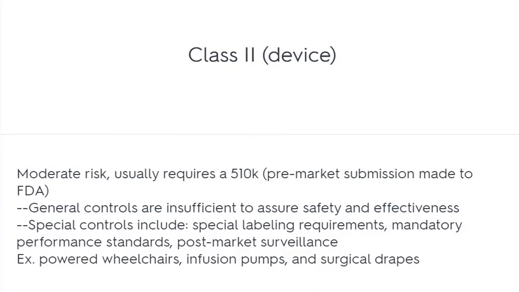Class II. Moderate risk, usually requires a 510K. General controls are insufficient to assure safety and effectiveness. Special controls include special labeling requirements, mandatory performance standards, post-market surveillance. Examples: powered wheelchairs, infusion pumps, and surgical drapes.